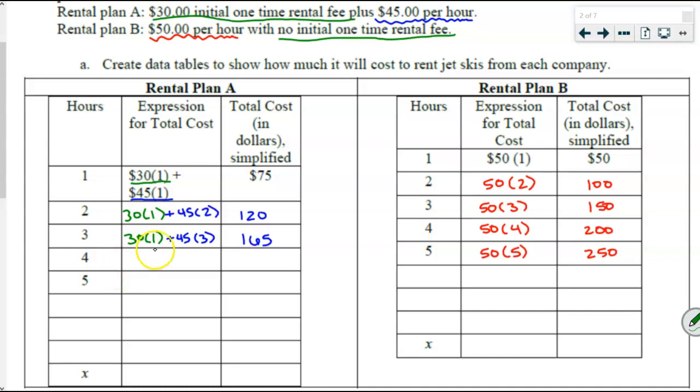4 hours. Once again, we're still paying that $30 one-time fee. But now when I'm out on those jet skis for 4 hours, that's 45 times 4. This gives me a total cost of, help me out here. Do you have it, Devin? Do you have it, Alexis? We have a few hands now. Go ahead, Olive. Good. That's what I got in my head.